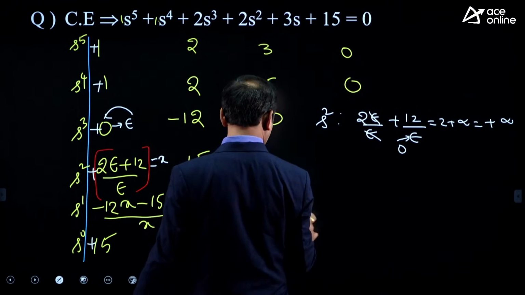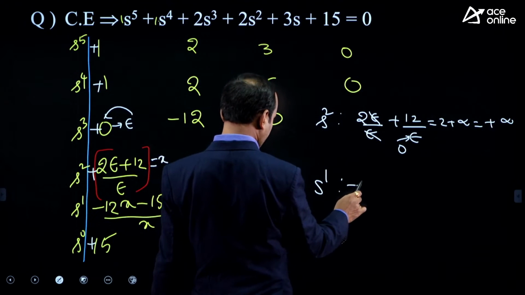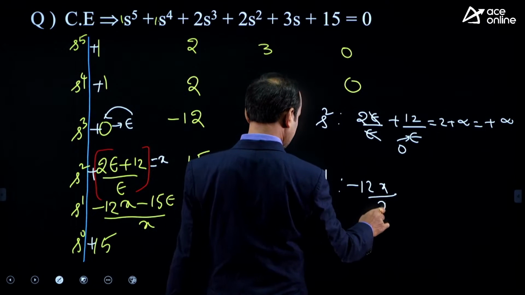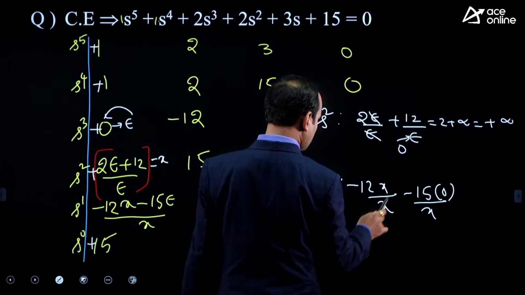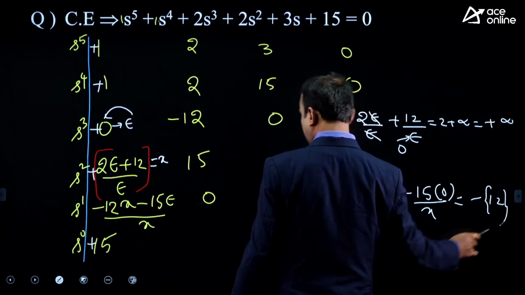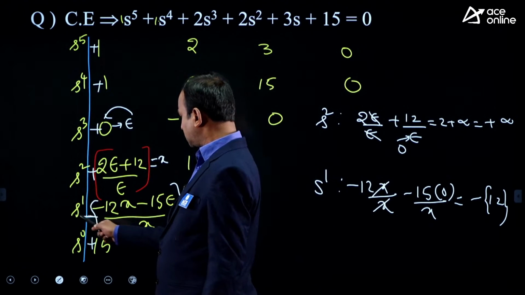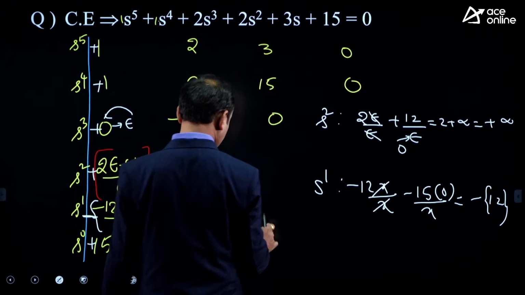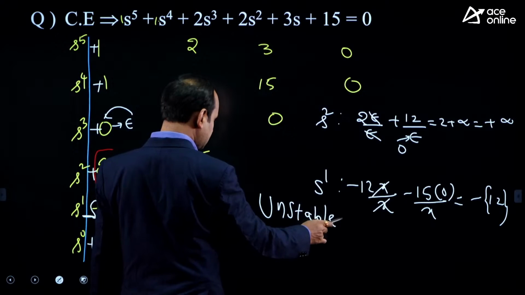Now coming to the s power 1 coefficient here. So what I am writing, minus 12x upon x minus 15 epsilon. Epsilon means 0. So x cancels. What is the value you are getting? Negative, minus 12 here. So this is nothing but negative here. This complete term you are getting negative. Sign has been changed. So what system is this? Unstable. This type of system is called unstable.